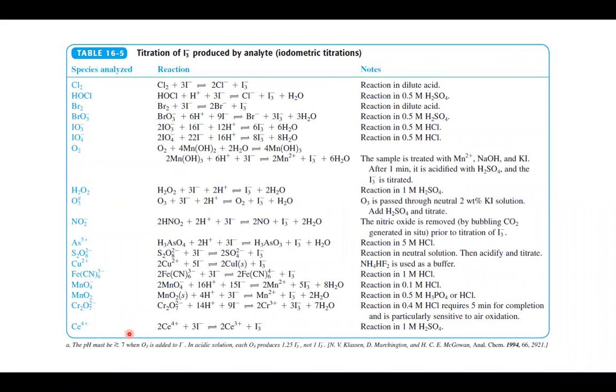And then we have iodometric titration. So this is titration of the liberated triiodide. We can analyze indirectly things like chloride, perchloric acid, or hypochlorous acid. And we have here oxygen, iodide anions, peroxides, permanganates, manganese oxides. We can even determine things like dichromate and cerium 4+.